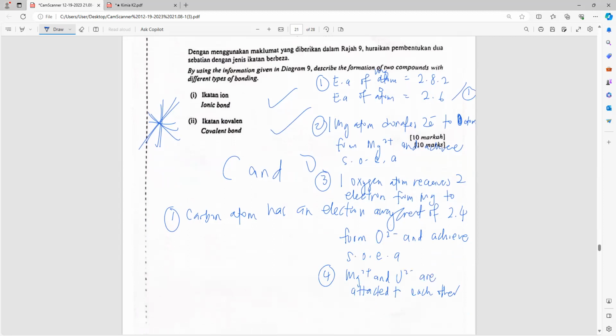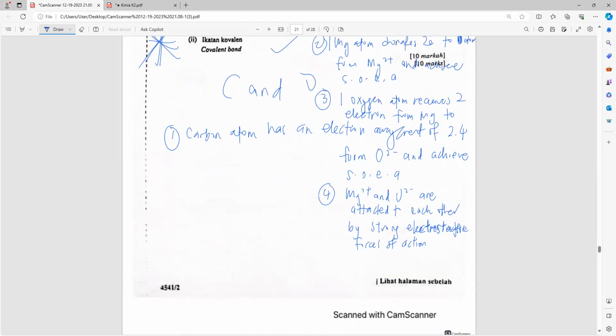Ionic bond. What are the forces then? By strong electrostatic force. Very good. By strong electrostatic forces of attraction. And what are they going to form? What bond are they going to form? Ionic. An ionic bond.